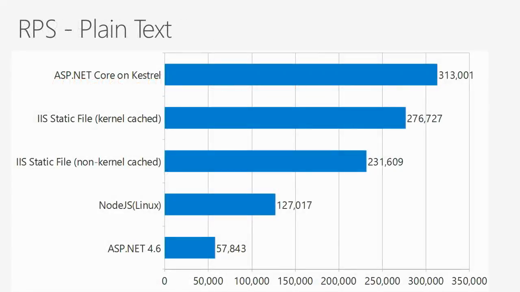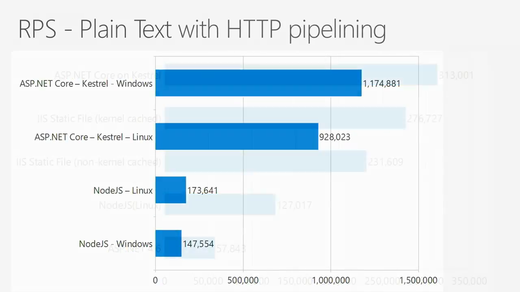So those results are on the website. I graphed them for you. This is the requests per second, plain text, comparison between ASP.NET Core, IIS static files, Node.js, and ASP.NET 4.6 running in the .NET Framework. And if we add HTTP pipeline, oh, sorry, take the picture.